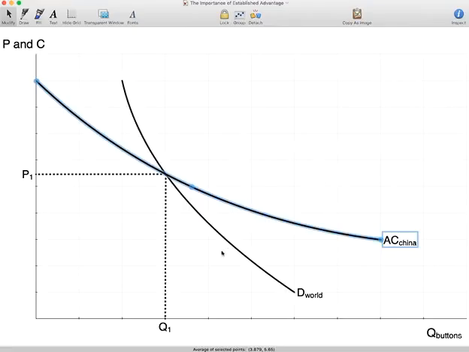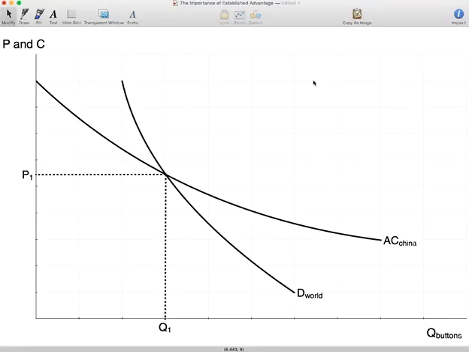And when we have the intersection of the average cost curve with demand, that will give us the price in the world right there. And it will give us the quantity in the world. So this is the same as looking at any supply and demand analysis, except that we have a forward falling supply curve. We're using average cost as the supply curve here. So where these two intersect is going to give us the equilibrium price, the average cost, and the quantity in the world marketplace.